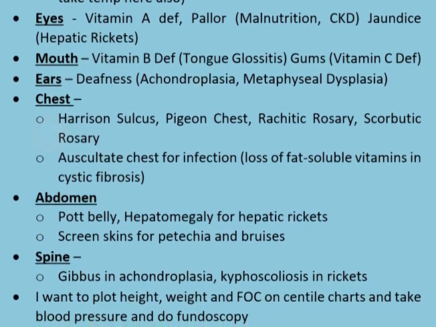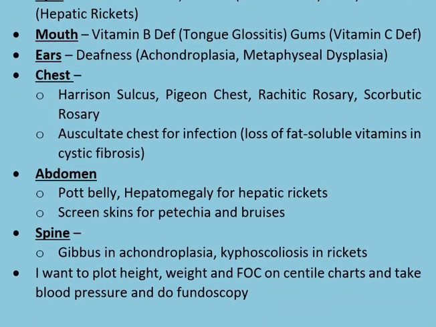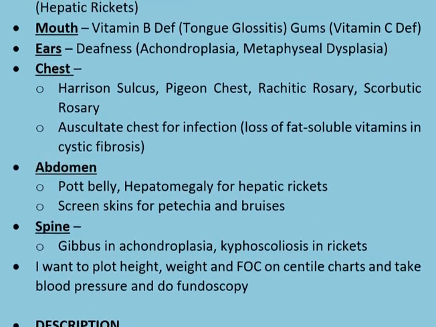Then at the end of the examination, you just say that I want to plot height, weight, and FOC on centile charts and take blood pressure and do fundoscopy. So I have made a hypothetical description. Before going to the hypothetical description, I tell you that this is just the guidelines. Remember, if it is a GPE short case, you must not forget to take the vitals, anthropometry, and general signs, and then the relevant. So first priority is to do the vitals, anthropometry, and the general signs. If you miss this, then it is taken as negative.